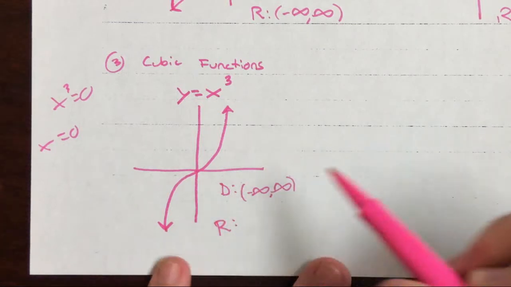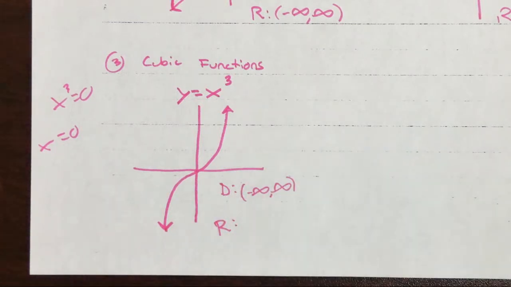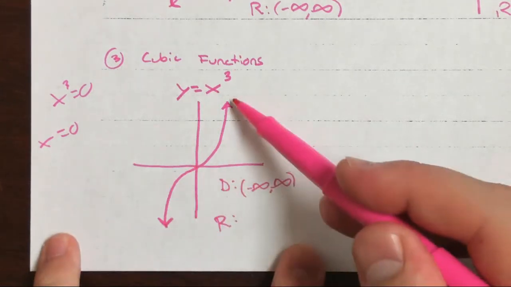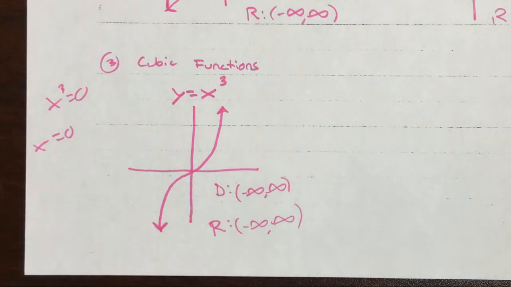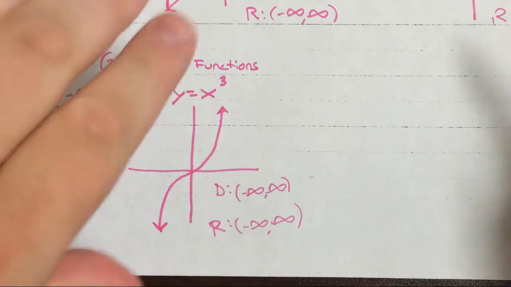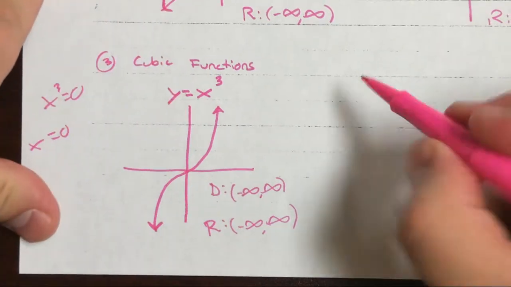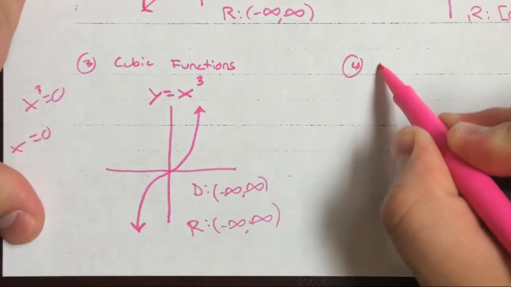What would the range be for a function like this? Yeah, sure, why not? It goes all the way down, all the way up. So yeah, it uses all the numbers. It's a cubic function. Now, these three functions, linear, quadratic, cubic, are all polynomial functions. But we also have non-polynomial functions we're going to look at too, like the root function.